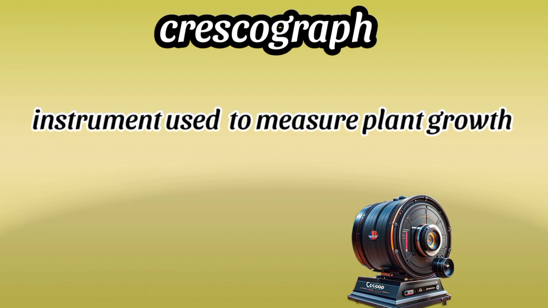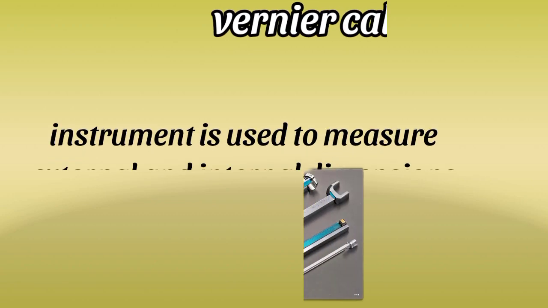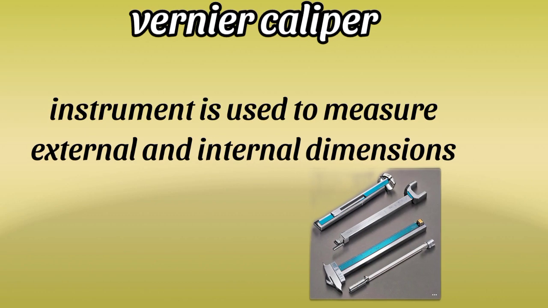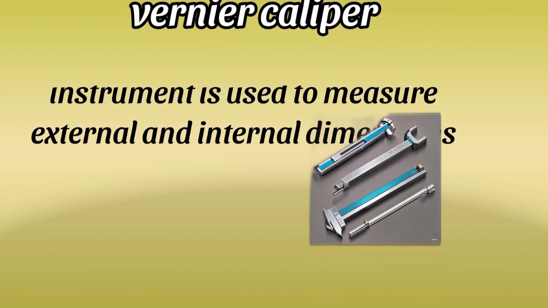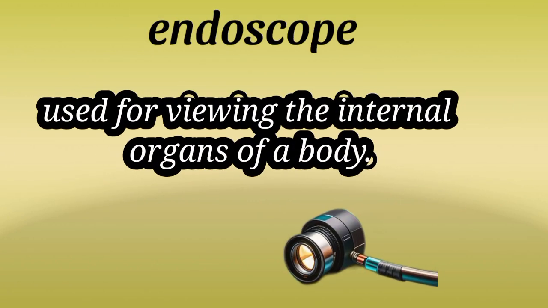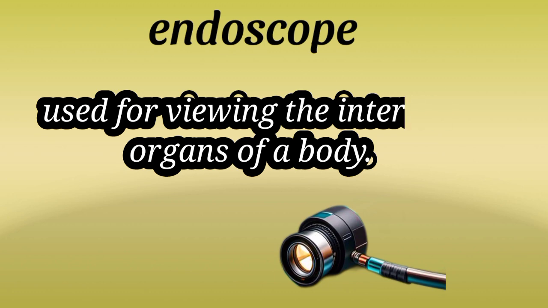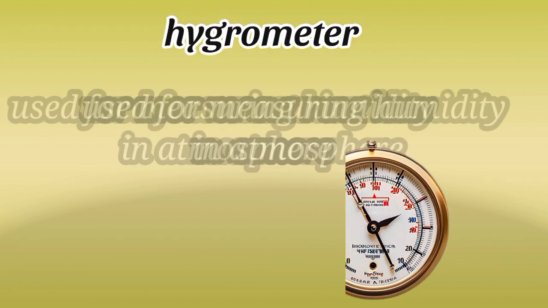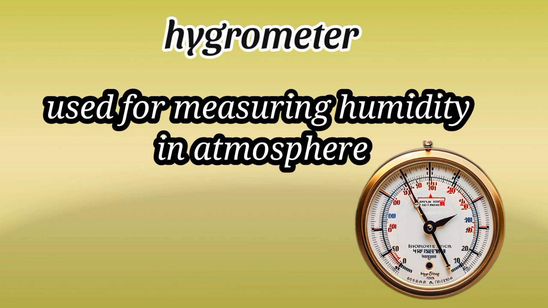Crescograph: instrument used to measure plants' growth. Vernier caliper: instrument used to measure external and internal dimensions. Endoscope: used for viewing the internal organs of a body. Hygrometer: used for measuring humidity in atmosphere.